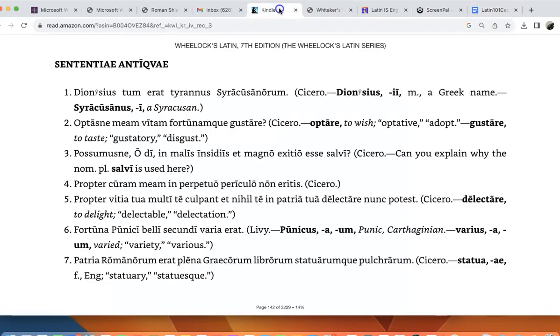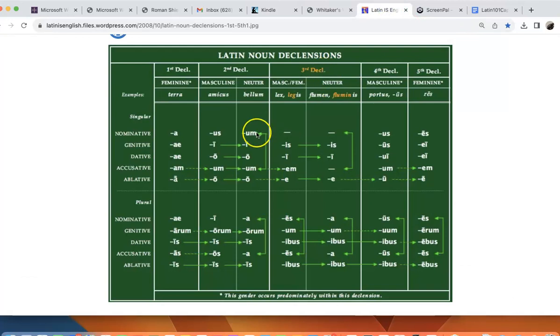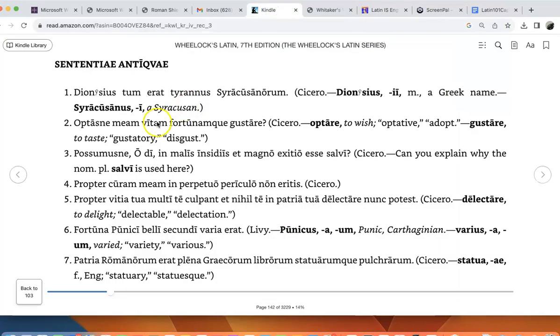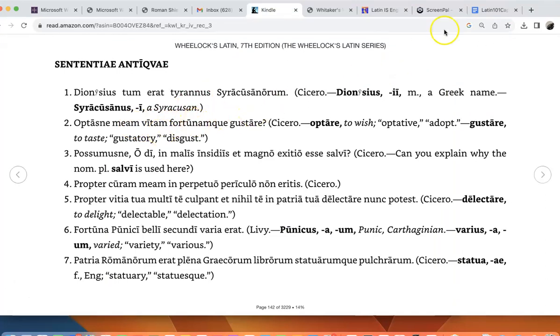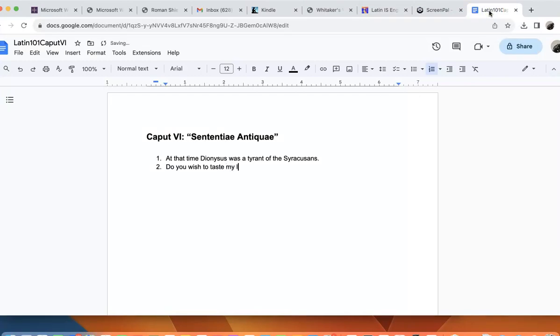And then we'll taste, and then we got to go back to these words, which are in the accusative, because we have -am, and that goes back to chapter 2, I believe. And we need to be able to recognize this as the accusative direct object. So these are the objects of taste that Cicero is referring to. And what is he saying here? My life and fortune. So let me put that here. Do you wish to taste my life and fortune?